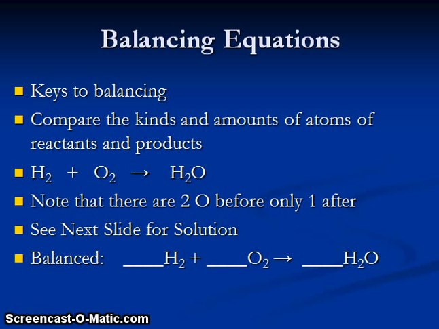A very important learning objective is that all students will learn how to balance equations. Some keys to balancing equations are that we want to compare the kinds and amounts of atoms of reactants and products. For this particular reaction, again, hydrogen H2 plus oxygen O2 produces water, H2O. Please note that there are two oxygens before the reaction process right here, and there is only one after, just the one oxygen in H2O.